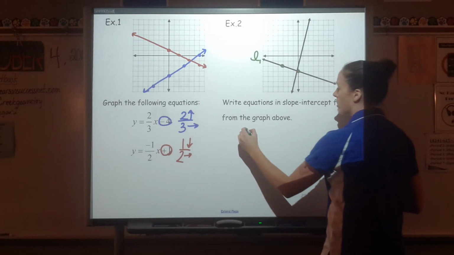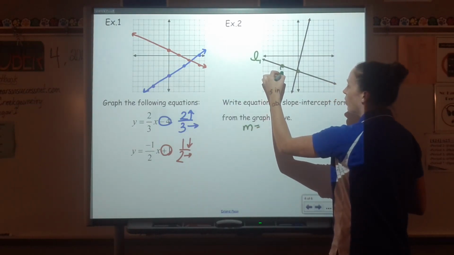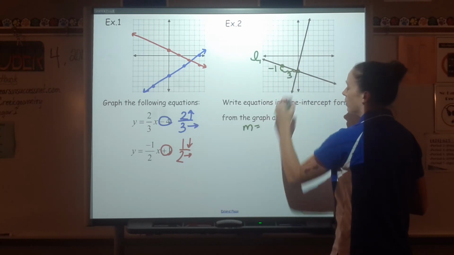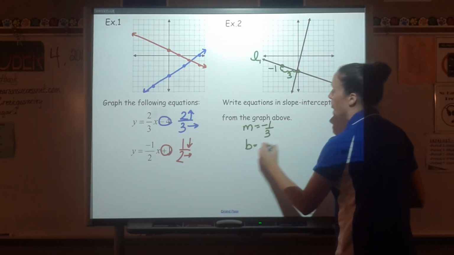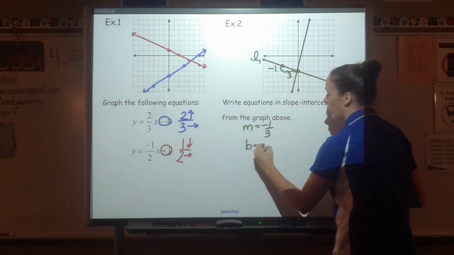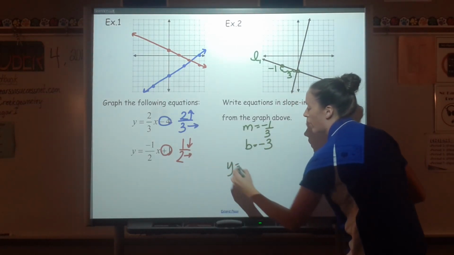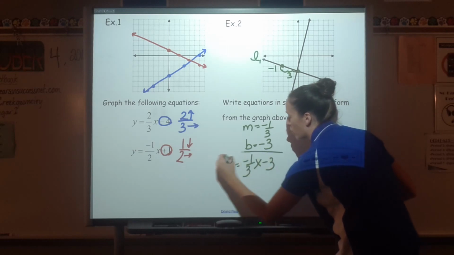All right, so what's my slope? My rise over run. I'm going to fall 1 down and go 1, 2, 3 to the right. Negative 1/3. Next, consider your B value. Negative 3. Writing your equation, putting the correct value in the correct position. Negative 1/3 x minus 3.